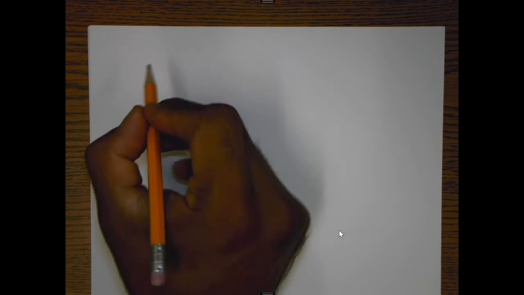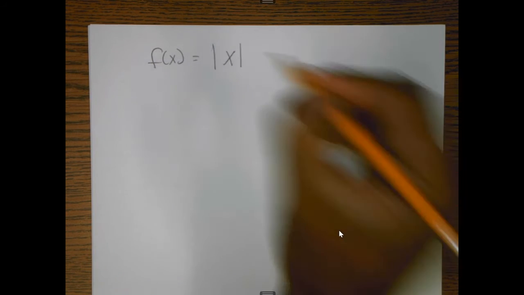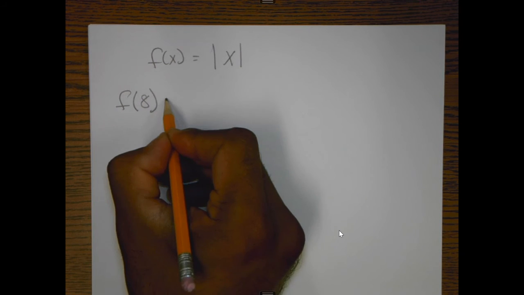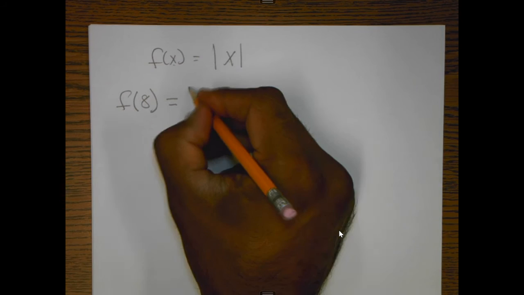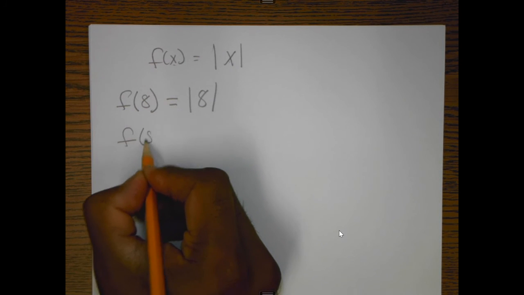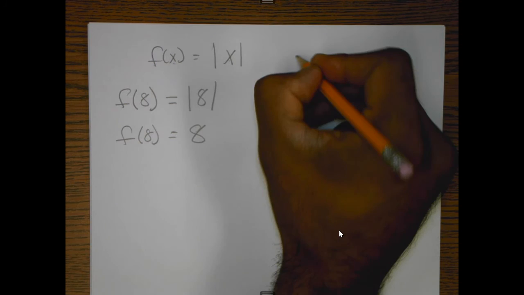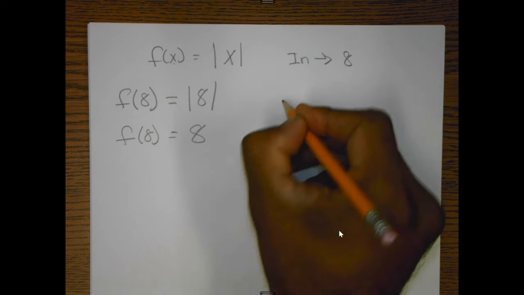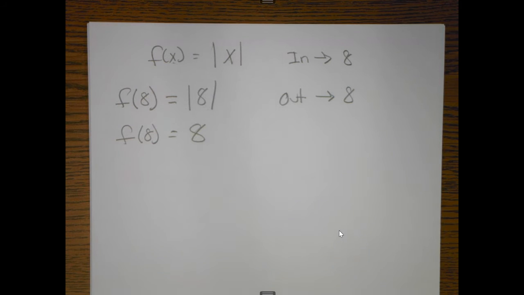I'm going to give you f of x equals the absolute value of x, and we're going to figure out what is f of 8. What that's telling me is that the input was 8, so I'm going to put an 8 in there. And what is the absolute value of 8? That is just 8. So my in was an 8, and my out was an 8. In that case, it turned out to be the same.